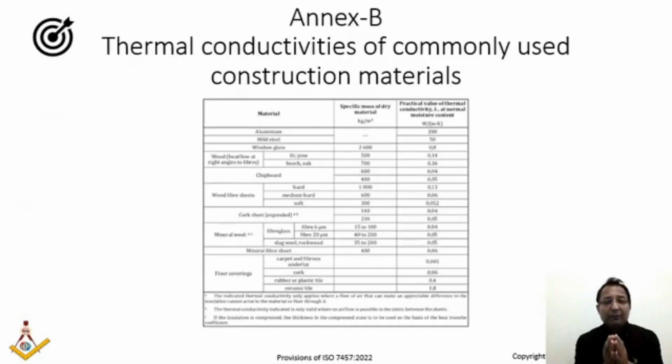Here, if you see, Annexure B talks about the thermal conductivities of commonly used construction materials. Over here it is clearly mentioned for aluminium, mild steel, window glasses, everything. You can use all these values wherever you have to use the thermal conductivity of commonly used construction materials. So this is the table you can refer to.